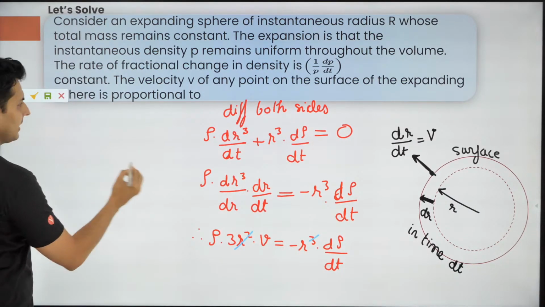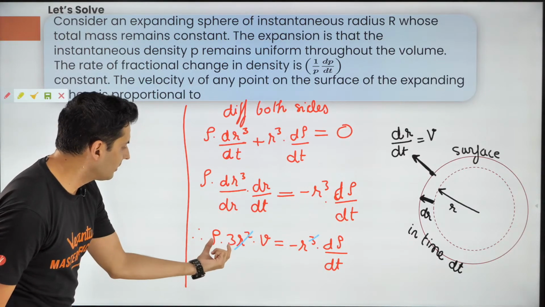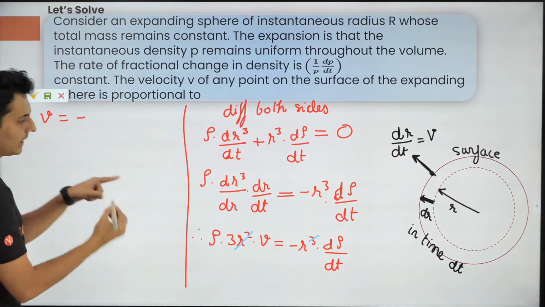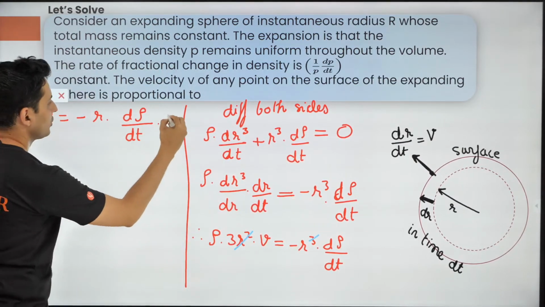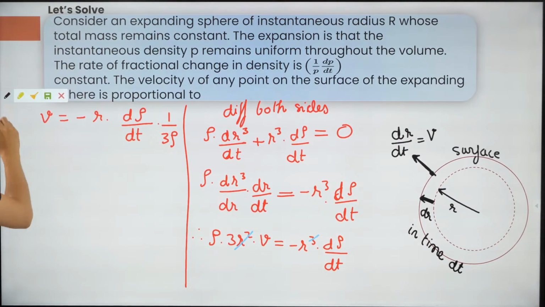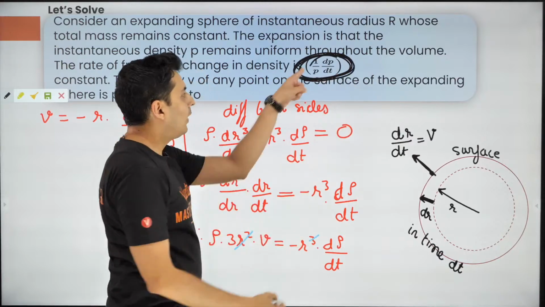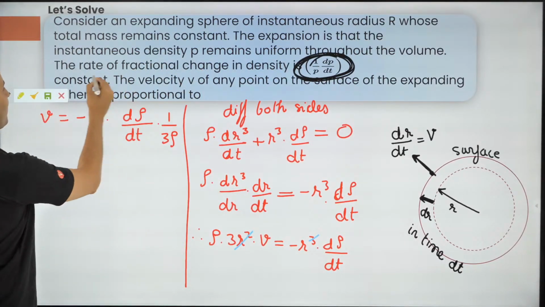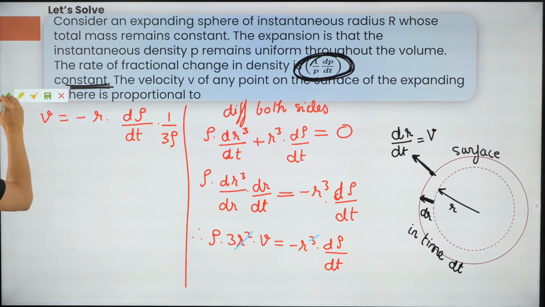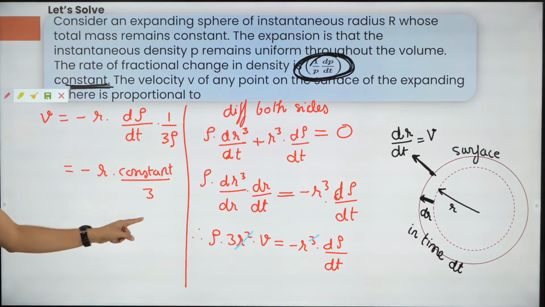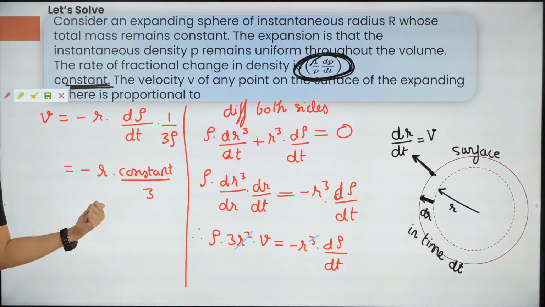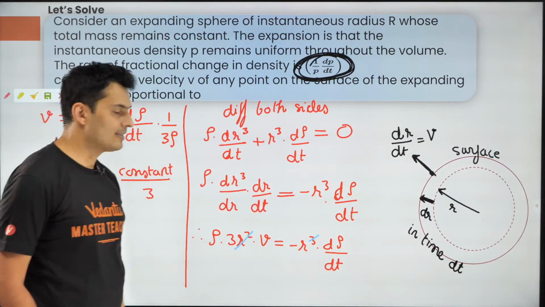But I can do one more thing. Take this 3 rho over there. So what will I get? V is equal to minus r into d rho by dt, and rho and 3 went over there, so 1 by 3 rho. Now according to the given information, look at this. 1 by rho into d rho by dt is a constant. It is mentioned in the question. So that means this is minus r into some constant, and that 3 will remain, which is again a constant. I hope this is clear. Now if this much is understood, isn't velocity directly proportional to r? The question is, the velocity is proportional to what? That's it. That's the answer.